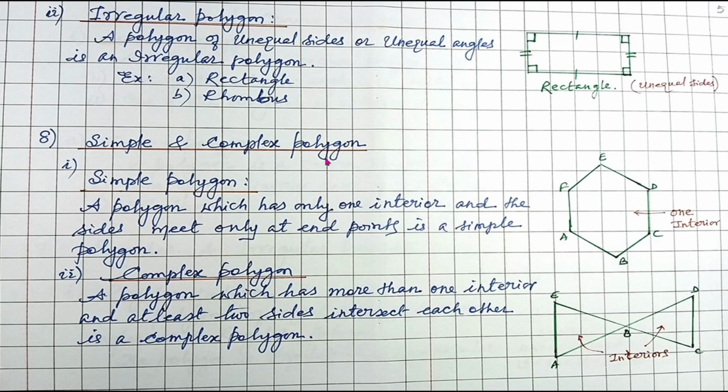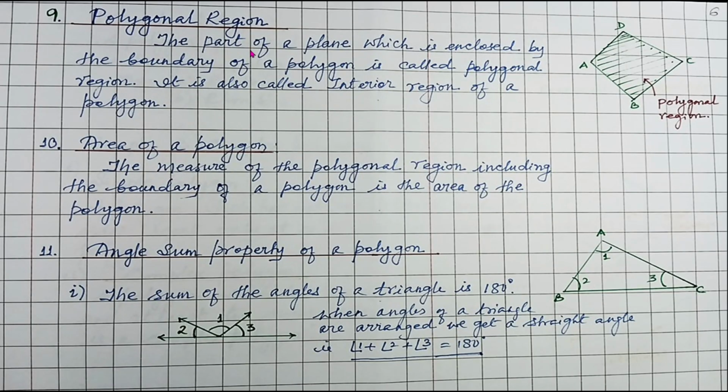Now, simple and complex polygons. A polygon which has only one interior and the sides meet only at endpoints is called a simple polygon. If you look at the polygon here, it has only one interior and all the sides meet at the endpoints. There are no crossings of sides. Now a complex polygon is a polygon which has more than one interior. We have two interiors here, and also the sides cross each other, and therefore it is a complex polygon. Remember that. Now polygonal region: the part of a plane which lies within the boundary of the polygon is called the polygonal region or interior of the polygon. Now area of a polygon: the measure of the polygonal region including its boundary is called the area of the polygon.